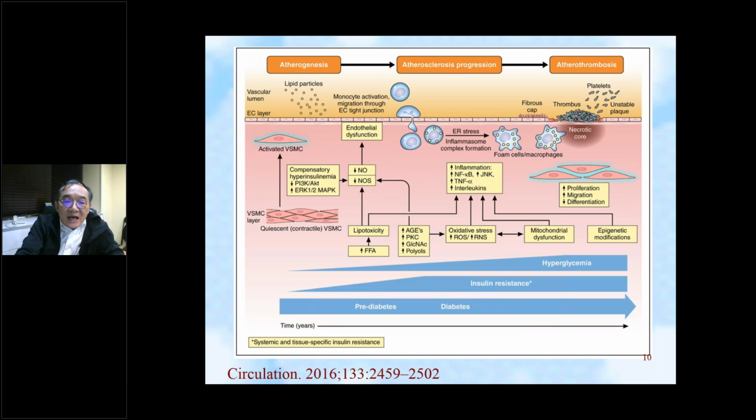And when diabetes is involved, I think the situation will be more severe, because we can see more blood lipid accumulation in the blood vessel and also inflammation induced by the diabetic state. So from prediabetes to diabetes associated with insulin resistance, this kind of process will aggravate atherosclerosis of the vessel, then cause cardiovascular accidents.